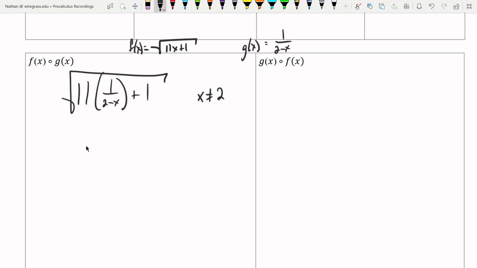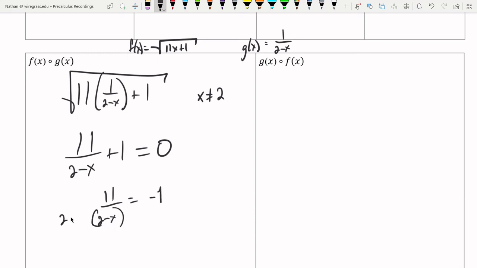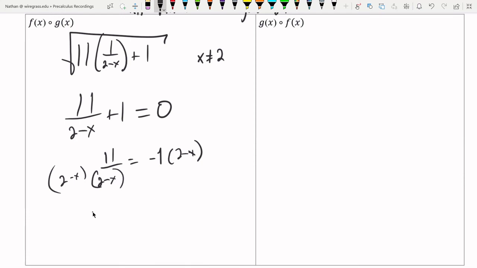But the inside thing gives us a 0 when that equals 0, when the inside bit. So subtract 1. Multiply by 2 minus x. That's going to give us 11 equals negative 2 plus x. So all we have to do is add 2. x equals 13. So 13 is going to give us 0.